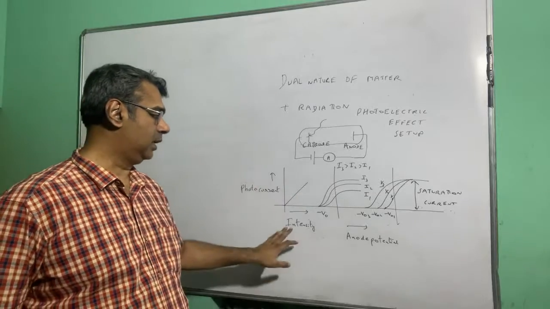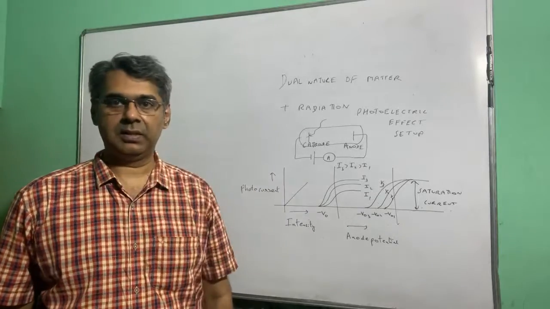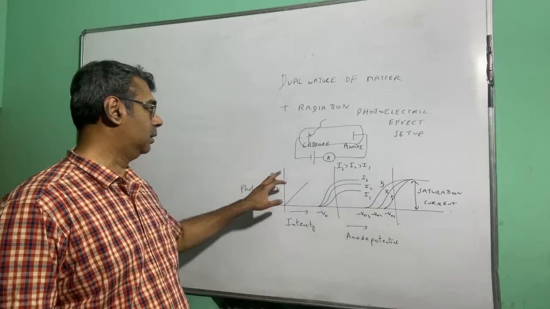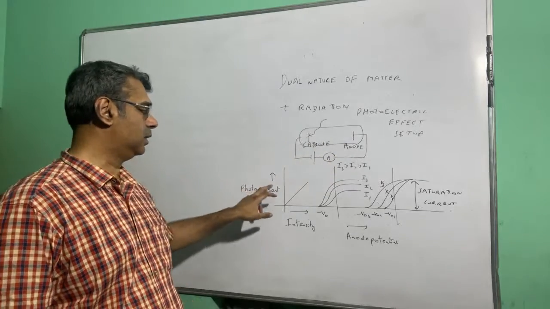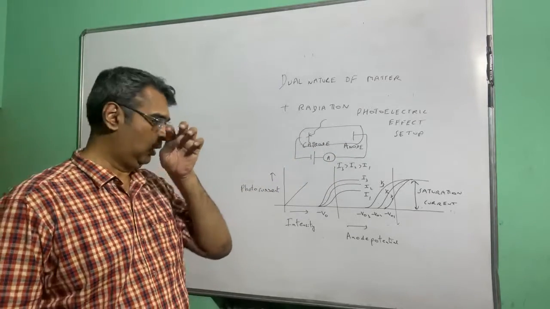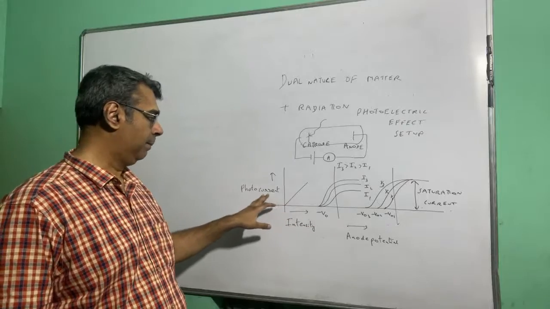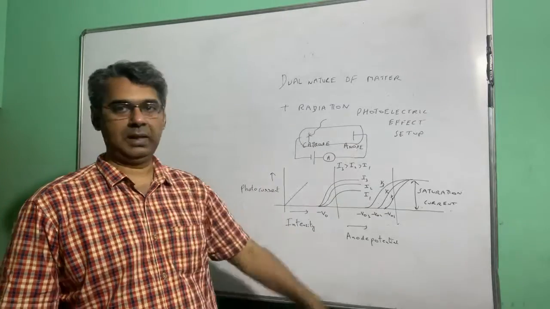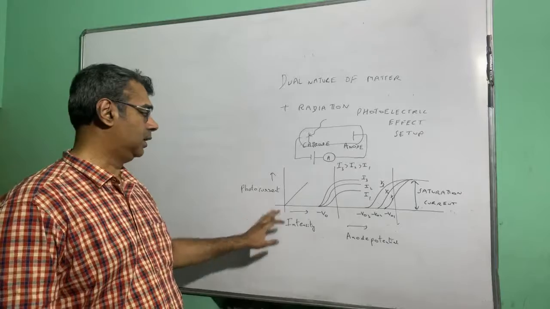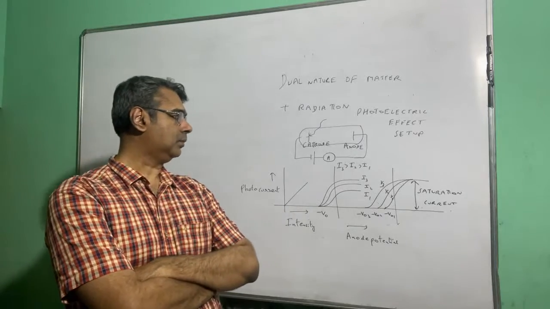The intensity of light is plotted on the x-axis, and the photocurrent, that is the current that is flowing through this circuit, is plotted on the y-axis.